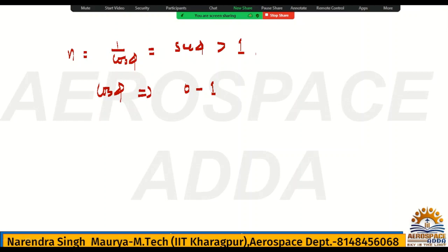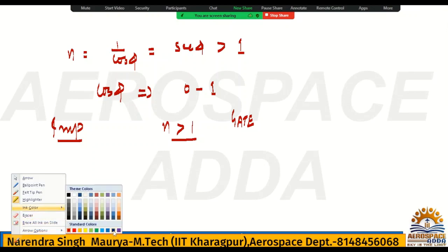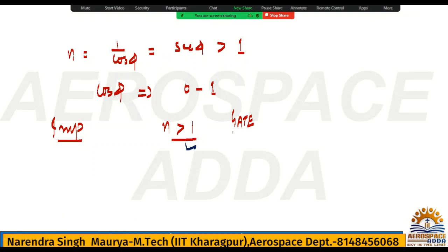This is a very important note. What is the important note? Load factor for the turning flight is always greater than 1. This is very important. This is asked in GATE. Always remember, greater than 1. GATE question: load factor in turning flight is always greater than 1. How it is, I have explained here. Okay, so this is the thing.